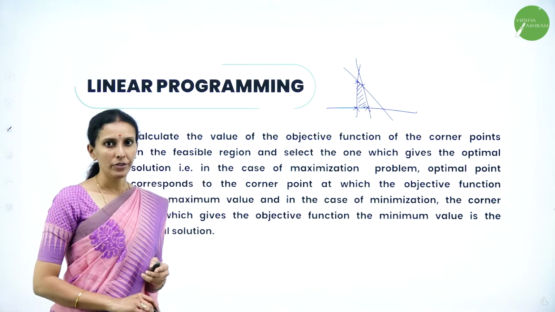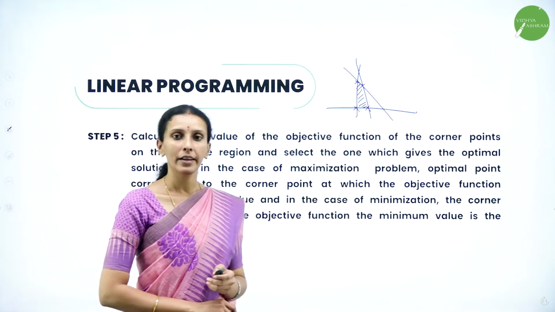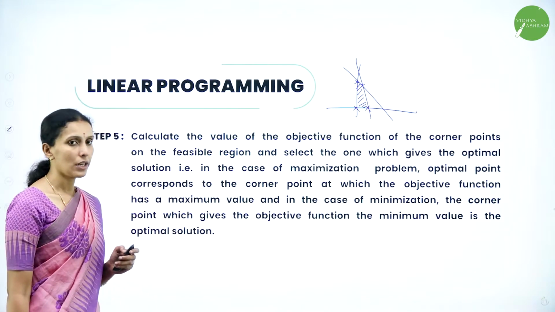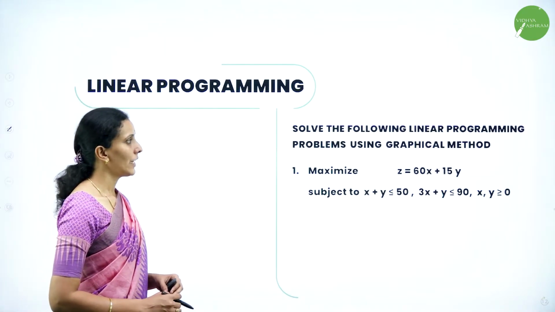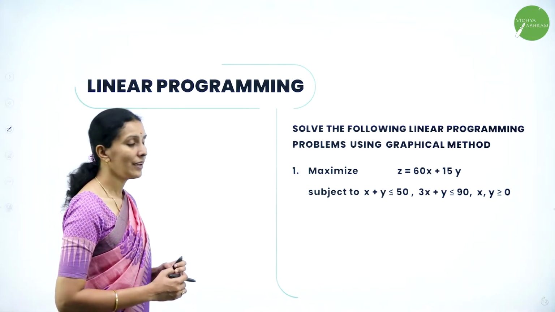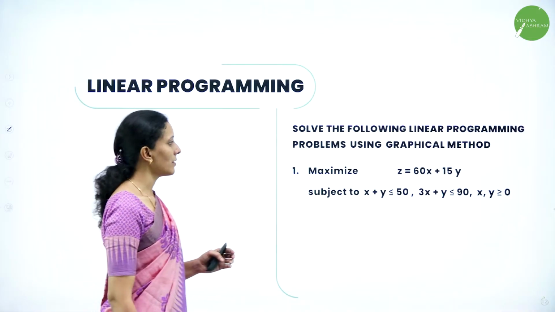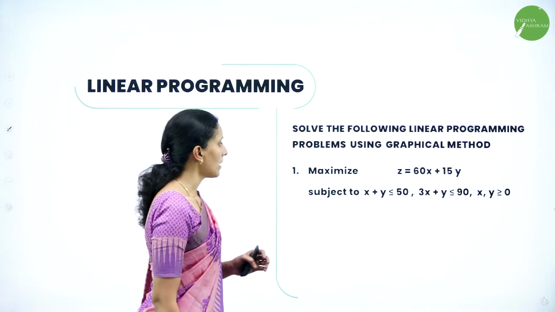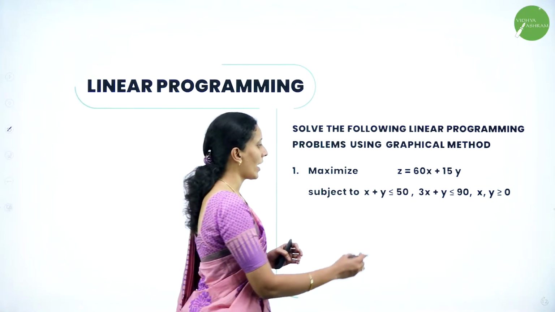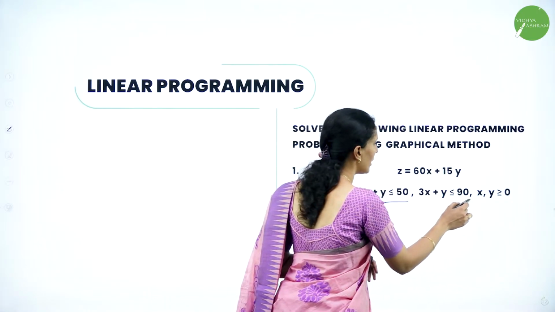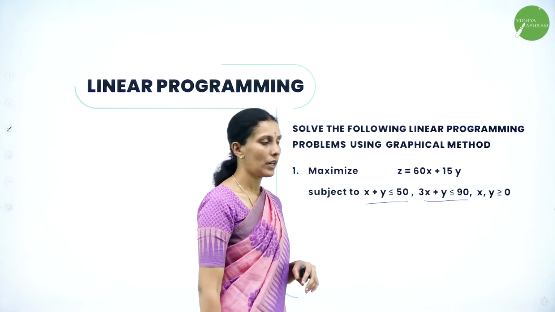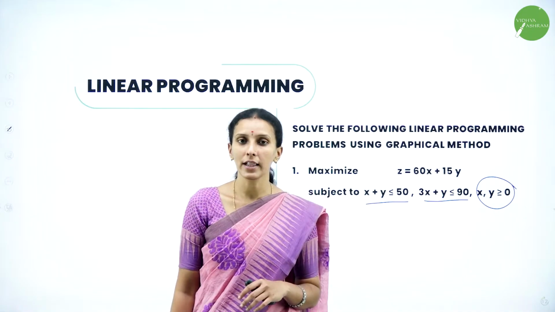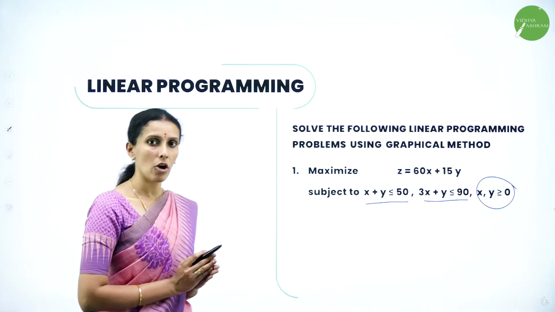Now let's try to solve some linear problems using the graphical method, that is, finding the solution of an LPP. Solve the following linear programming problem using the graphical method. Maximize z equals 60x plus 15y, subject to the constraints x plus y less than or equal to 50, 3x plus y less than or equal to 90. These two symbolize that the solution should always be in the first quadrant, where x and y are positive.